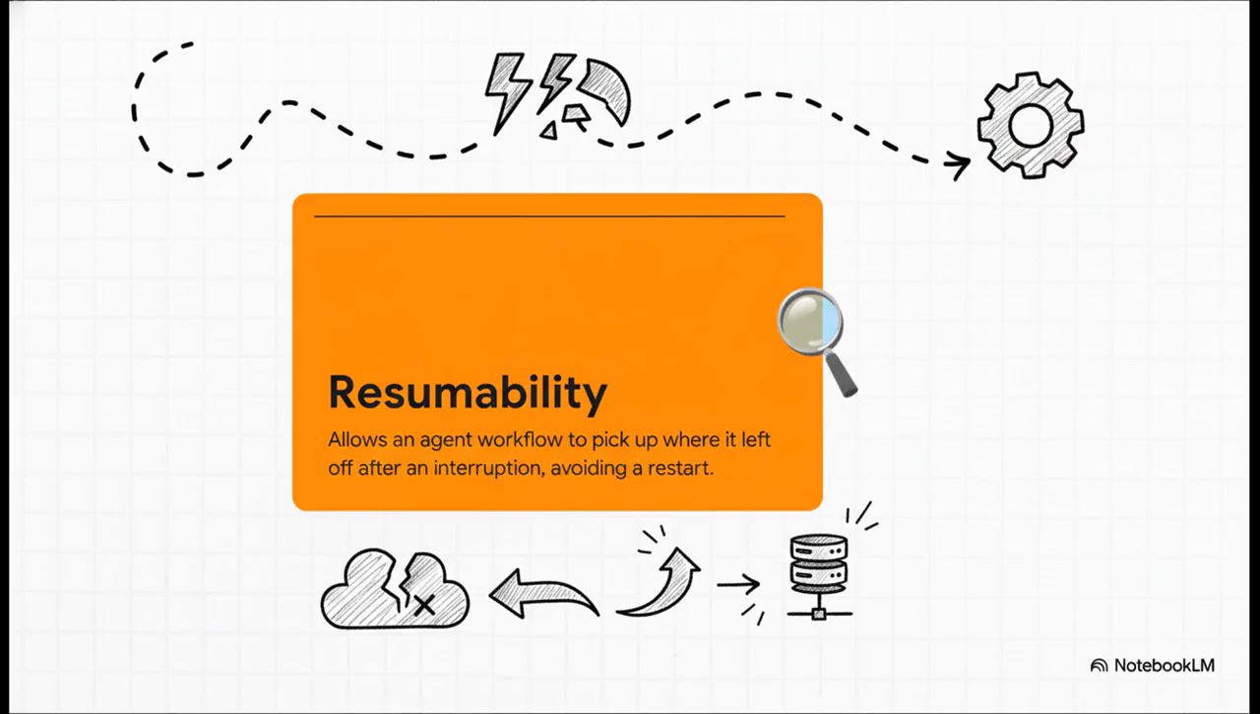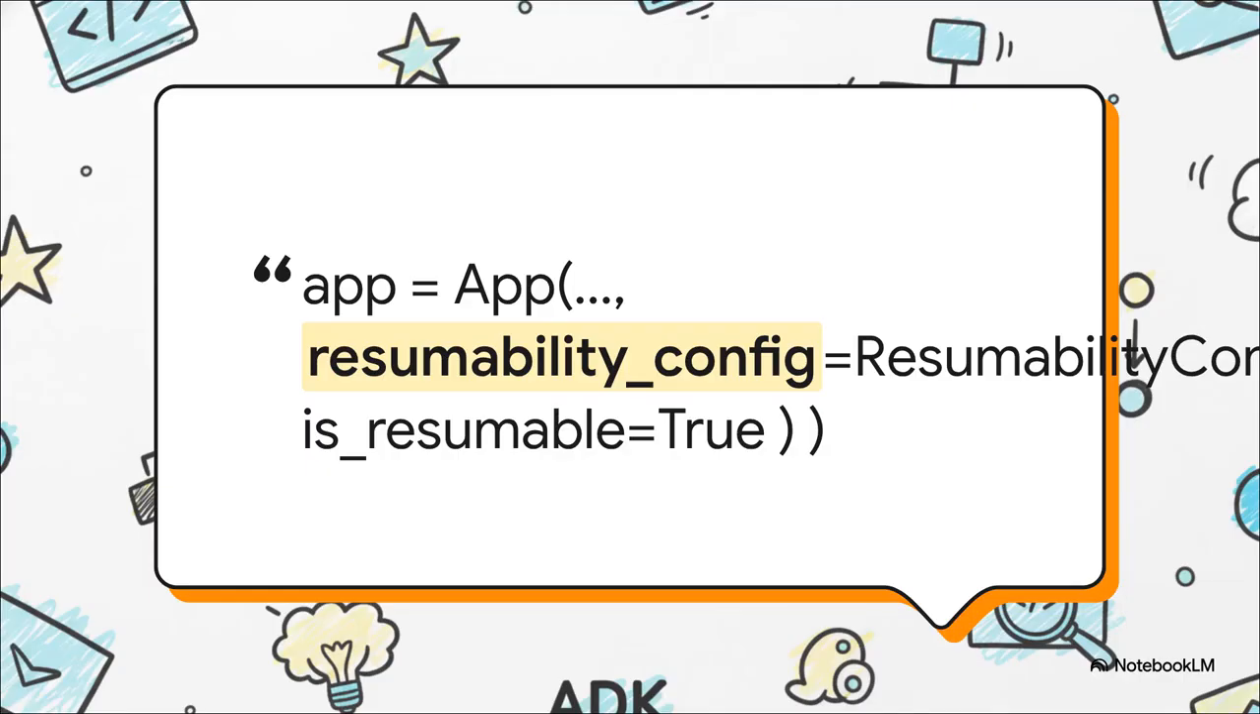Okay, but what if something goes wrong during a really long process, like the network hiccups or a server just gives up? You don't want to start all over again, right? That's where resumability comes into play. It's this killer feature that lets your agent just pick up right where it left off after an interruption. And the best part? Turning it on is ridiculously easy. You just add this little configuration setting to your app object. You literally just say, is resumable equals true, and boom, the ADK takes care of all the background work, tracking the state so it can resume perfectly.